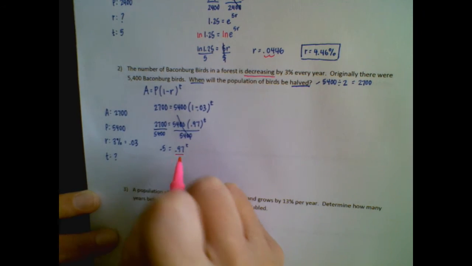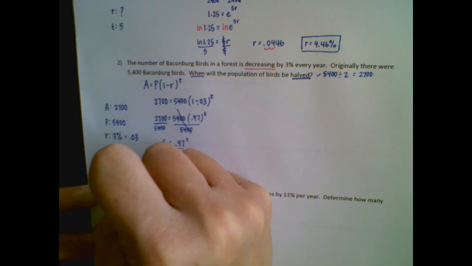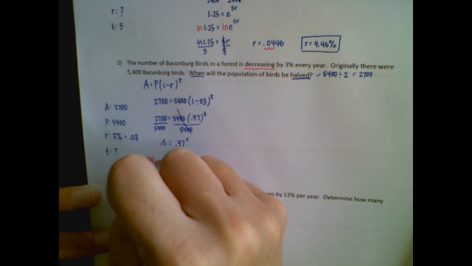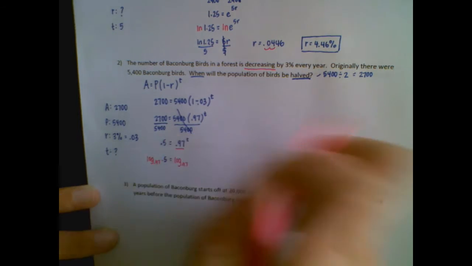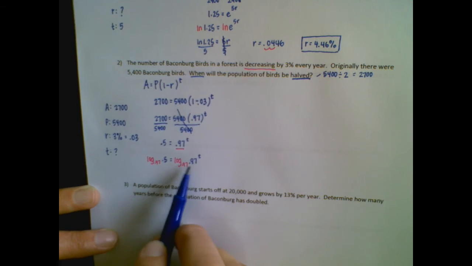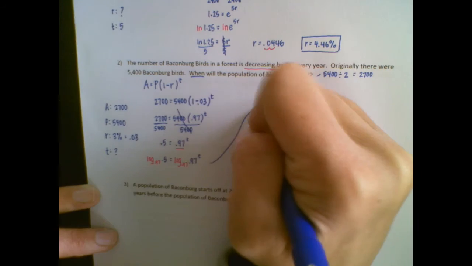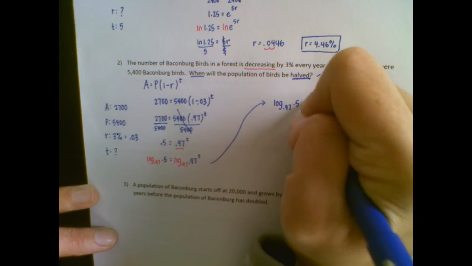So this is the base that I'm trying to undo here, and I'm going to use my inverse property, and I'm going to take the log base 0.97 of both sides. So log base 0.97 of 0.5 on the left-hand side, and that's going to be equal to log base 0.97 of 0.97 raised to the t on the right-hand side. And we know that this operation is an inverse. It undoes itself. So all we're going to be left with is the t on the right-hand side. So I'll carry my work up here. So that's going to give me log base 0.97 of 0.5 is equal to t.